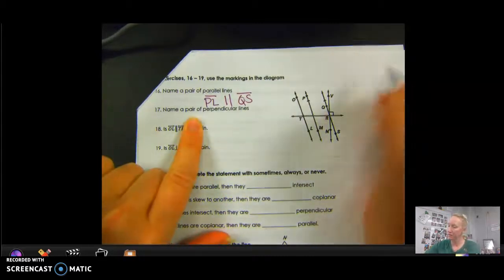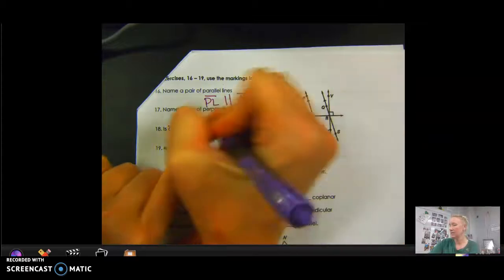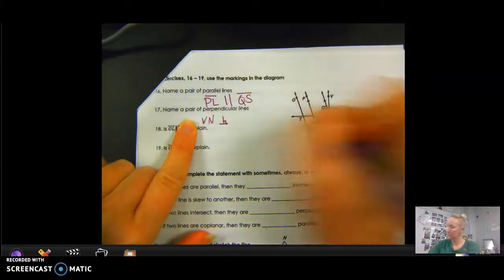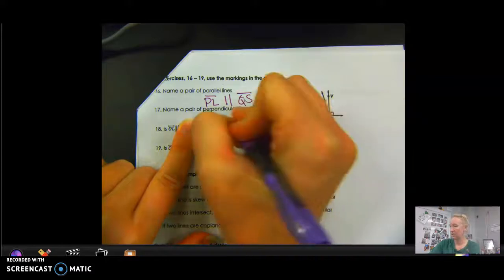Name a pair of perpendicular lines. So here's my 90-degree angle. That goes from VN is perpendicular to this line right here. So TR.